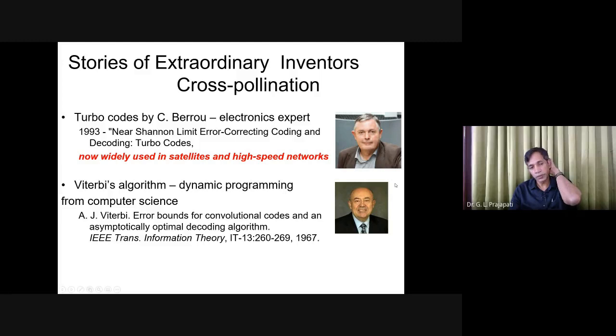Also, somebody may know the Viterbi algorithm in dynamic programming. And what is dynamic programming? Dynamic programming is a formulation, based on which computer scientists can solve problems with the help of dynamic programming.